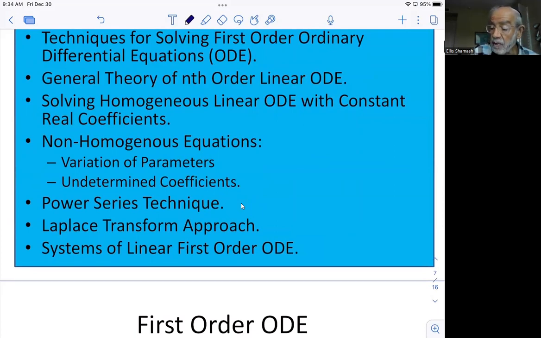And if those techniques don't work, then we have what's called power series, where you say, suppose I assume that the solution can be represented by a power series. Can I find the coefficients of that power series?